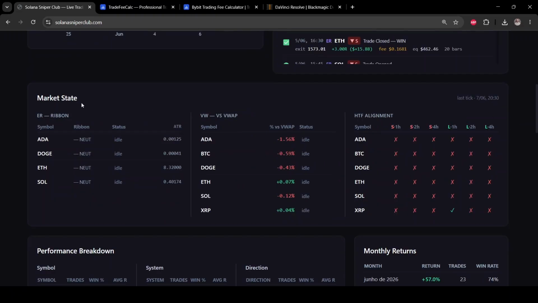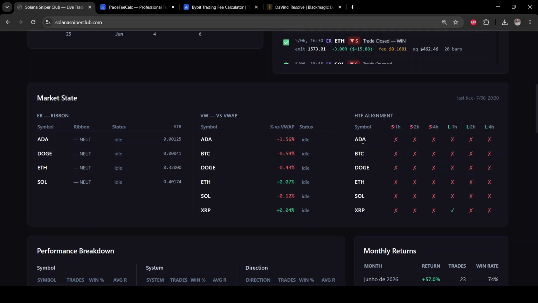Now, the interesting part. We have this panel that shows the current market state that the bot is reading right now. And for each pair, it shows the EMA ribbon alignment, in here. It also shows how the price sits relative to the VWAP, and whether the bigger time frames are aligned or not. We use the 1 hour, 2 hour, and 4 hour. So the bot only takes trades when all of these are aligned.